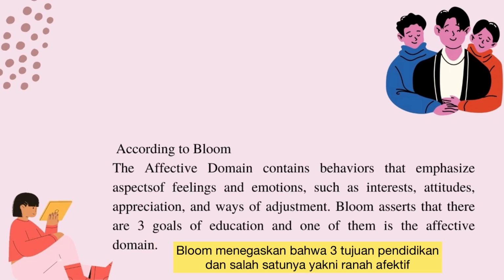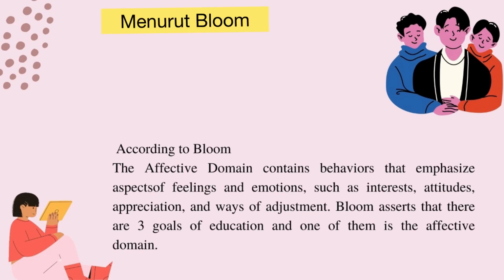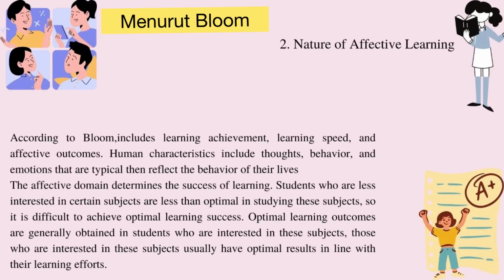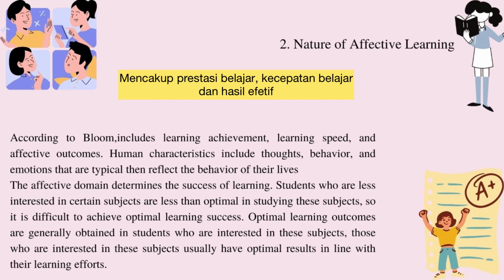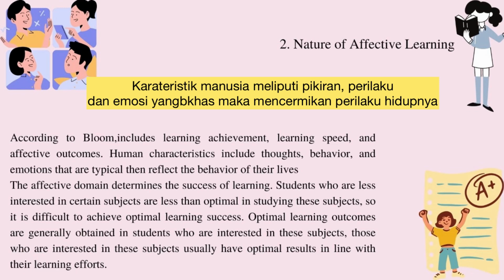Bloom asserts that there are three goals of education, and one of them is the affective domain. According to Bloom, it includes learning achievement, learning speed, and affective outcomes. Human characteristics include thought, behavior, and emotion that typically reflect the behavior of their life.